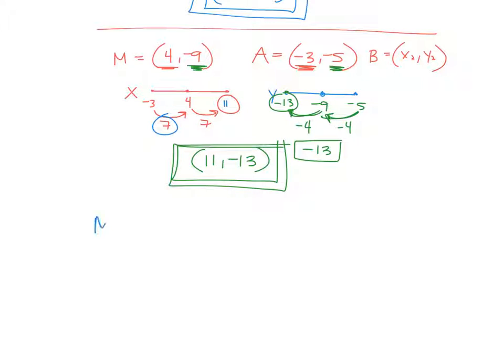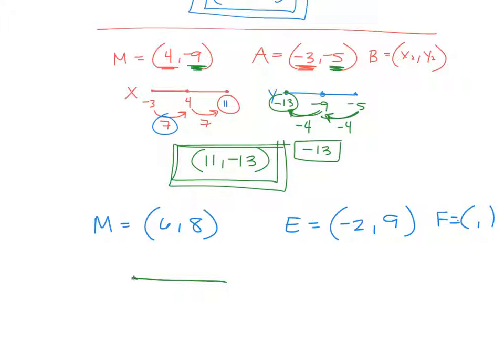Let's say you have a midpoint of 6, 8, and an endpoint of -2, 9. And I want to know what's your other endpoint. So we'll say, what is point F right now? We're trying to find our other endpoint F. So if you set it up the number line way, call this your x's and this one for your y's. What is your midpoint for your x's? That would be 6.